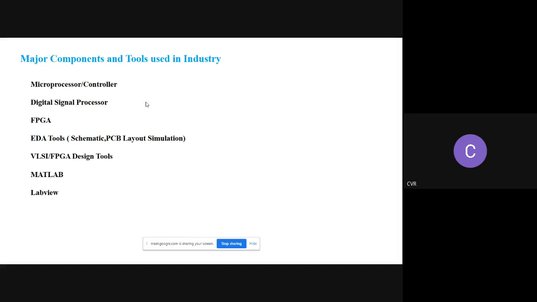your resume. Only then will your resume get shortlisted, because every company receives hundreds or thousands of resumes. So they will screen them based on your skill set. So it's important for you to have skills in the components or tools used in industry, so you will have a very high chance of an interview call. That's the reason I'll be covering this part here.